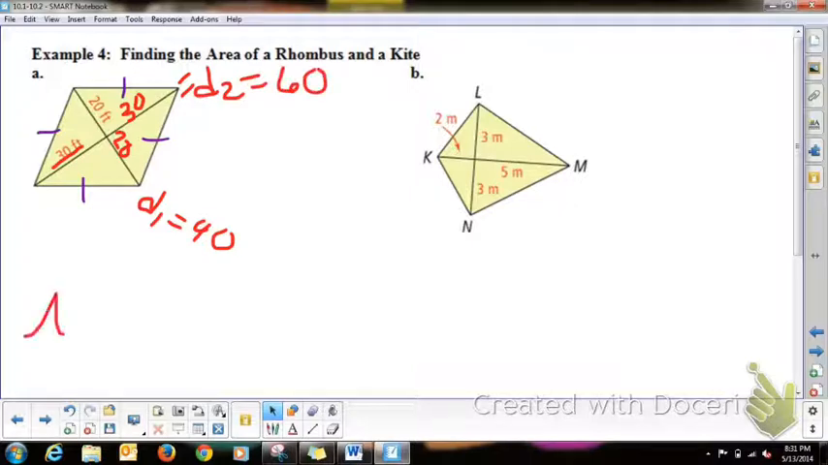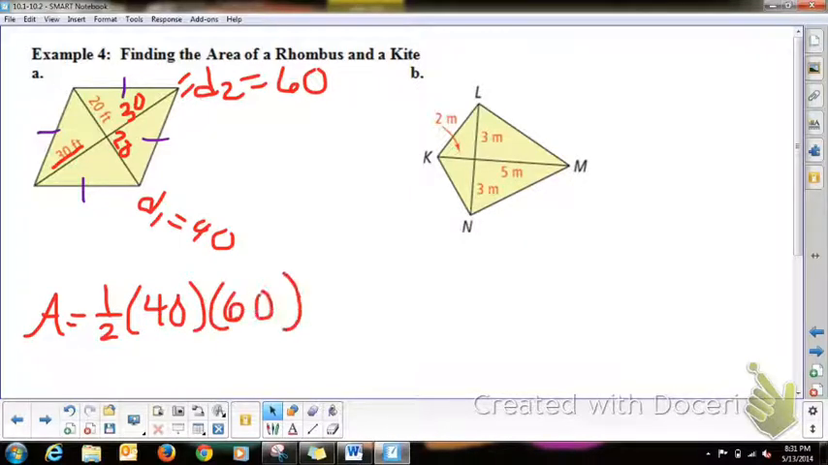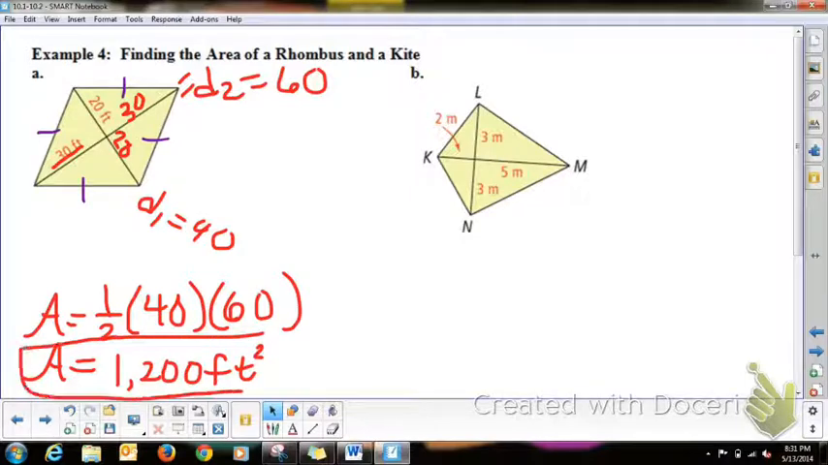So the area of this rhombus would be 1/2 of diagonal 1, which was 40, times diagonal 2, which is 60. So the area here, 1/2 of 40 is 20, and 20 times 60 is going to give us 1,200, and feet times feet is square feet. So that's the area of this rhombus.